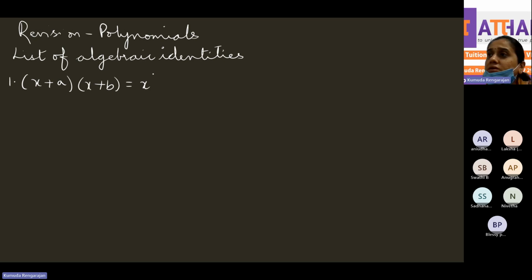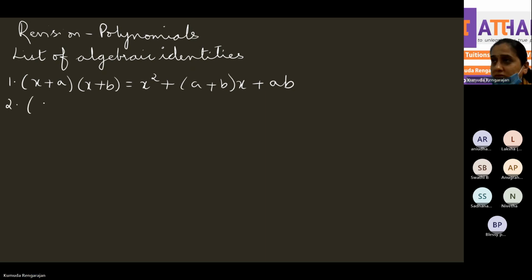Yes, Aragamai, please complete. X plus A into X plus B is equal to X square plus A plus B of X plus AB. Very good. X plus A into X plus B is equal to X square plus A plus B of X plus AB. Okay.